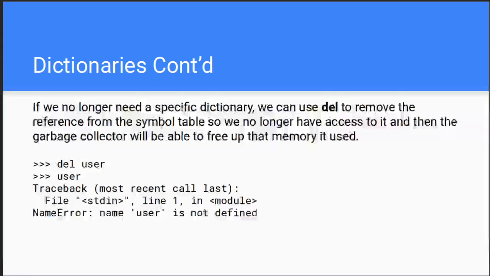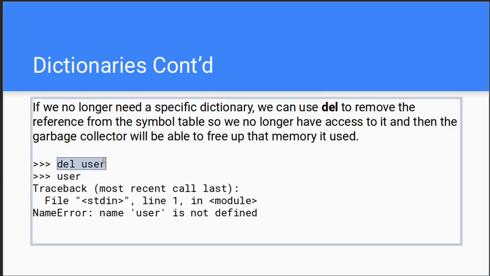If we no longer need a specific dictionary, we can use del to remove the reference from the symbol table so we no longer have access to it, and then the garbage collector will be able to free up that memory next time it runs. So delete user, and now we can no longer access it. And this is true for any variable. You can delete any variable, not just dicts, lists, or objects, or anything.